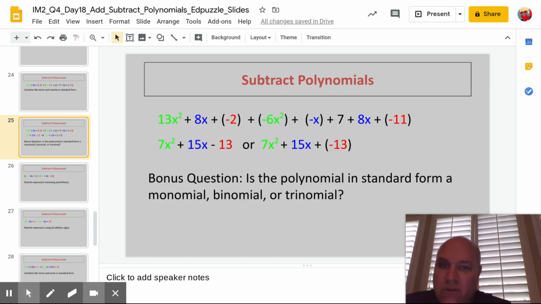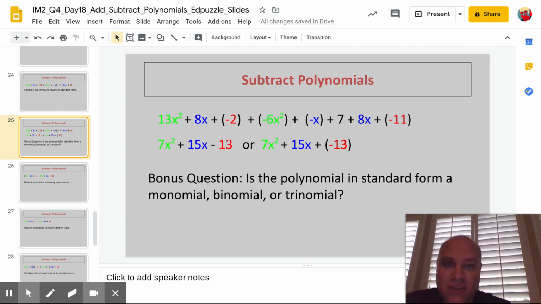So 13x squared plus negative 6x squared should have got 7x squared. 8x plus negative 1x plus 8x is 15x. And then negative 2 plus negative 11 is negative 13. So you have to be pretty good with your integers. Most mistakes students make are just with your integer operations.